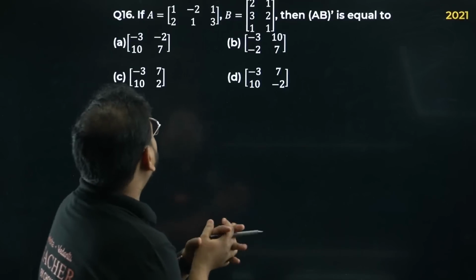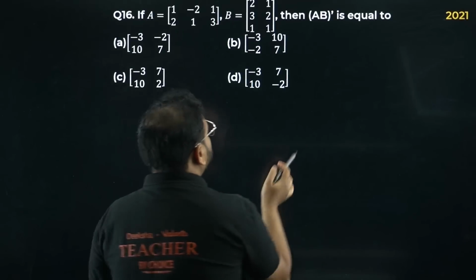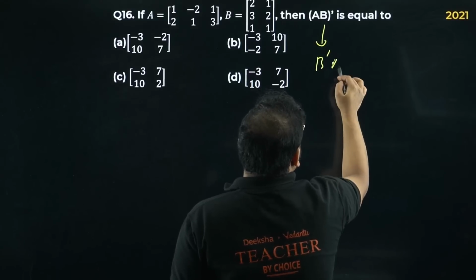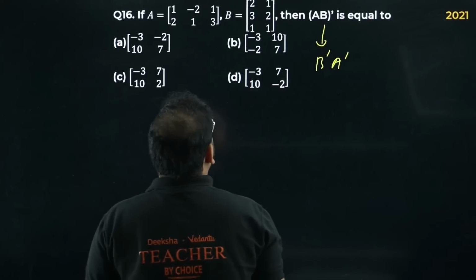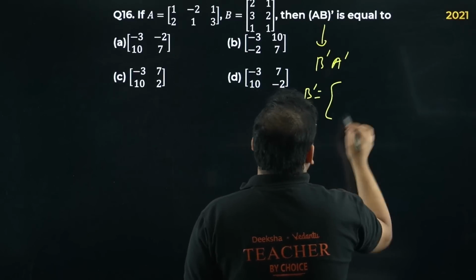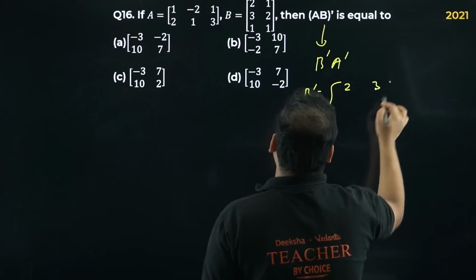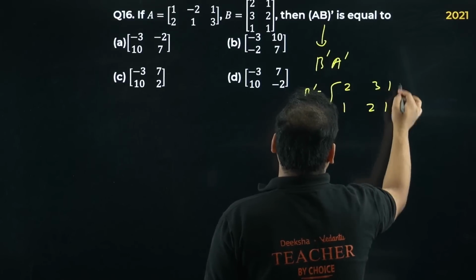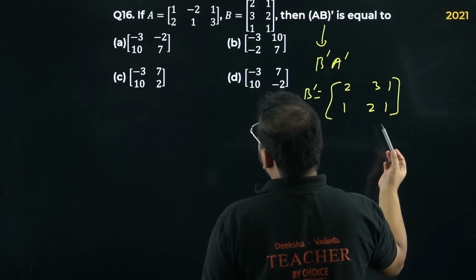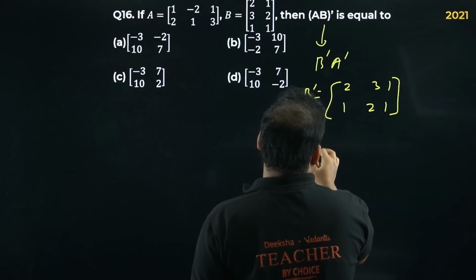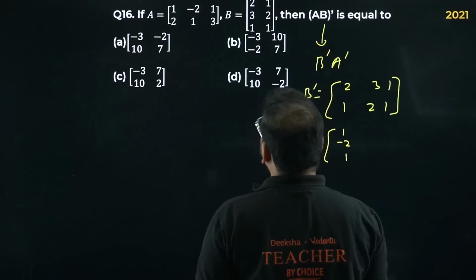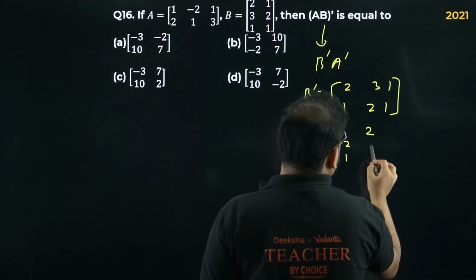What next? We have to find A B transpose. So we'll just use the relation over here. It'll become B transpose A transpose, correct? So find the B transpose. We'll have B transpose as 2, 3, 1 and 1, 2, 1, and A transpose basically will be 1, minus 2, 1, 2, 1 and 3.